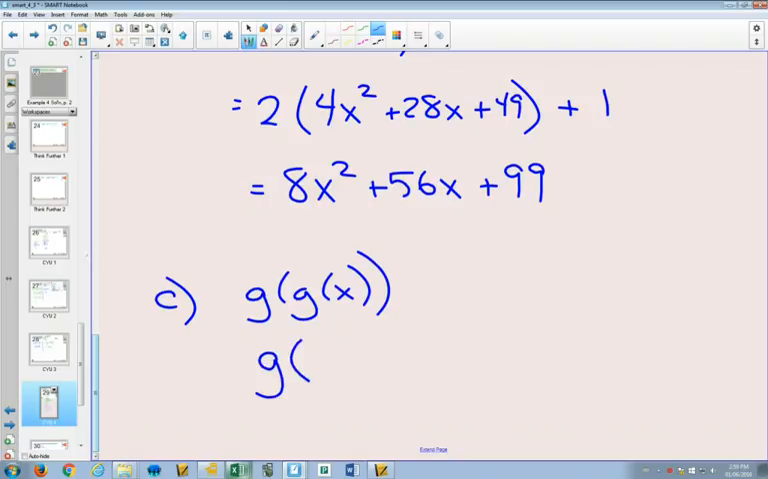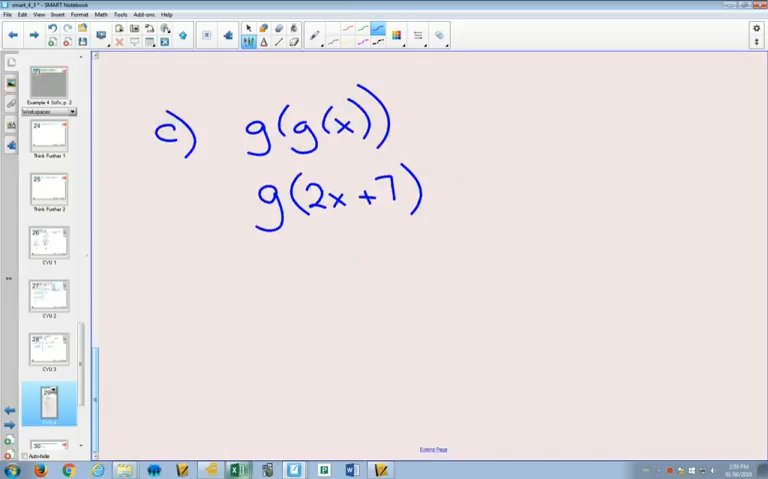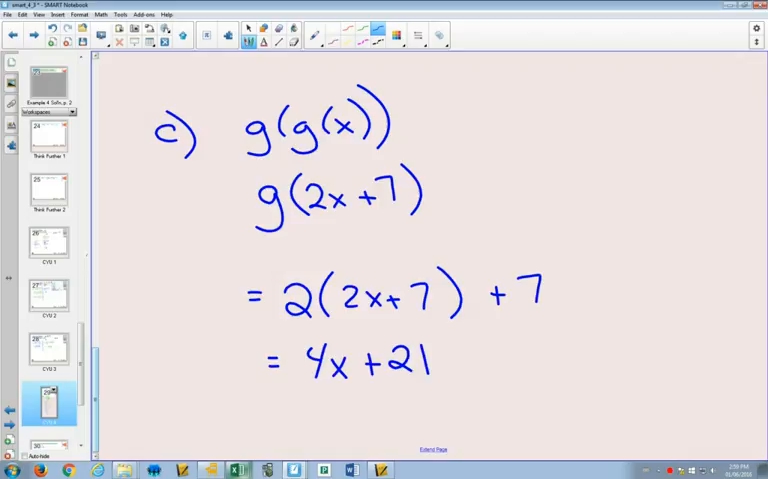And then for part C, which was g of x, first of all, the function g says whatever you put in, you multiply it by 2 and add 7. So if I put in 2x plus 7 into the function g, whatever I put in gets multiplied by 2, and then you add 7. So this will be 4x plus 14 plus 7 will be plus 21.